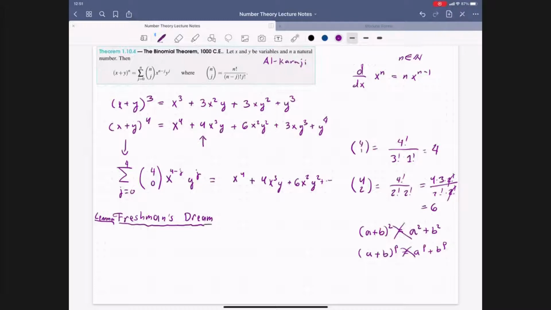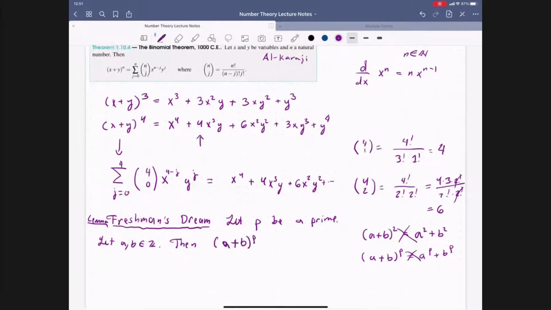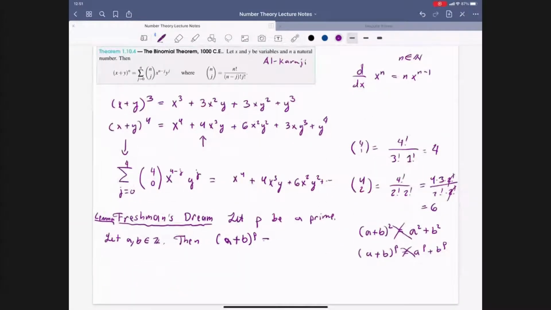So the statement is, let p be a prime, and let a and b be integers. Then if we do a plus b to the p, this is going to be congruent to a to the p plus b to the p mod p.